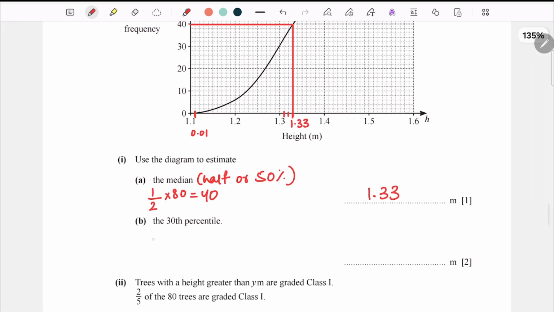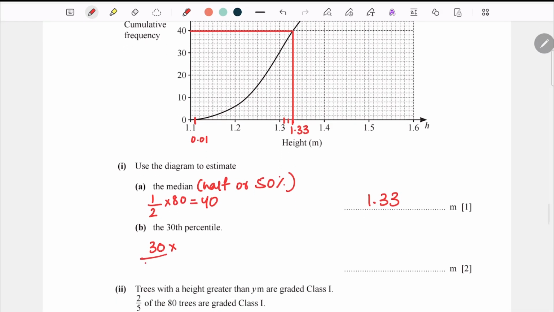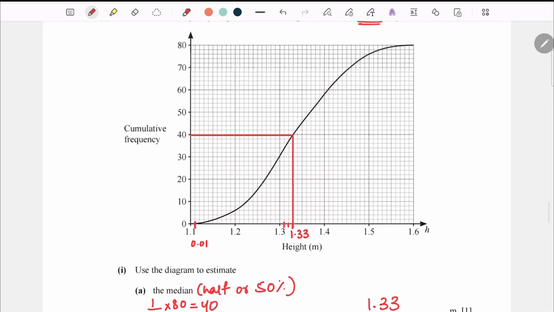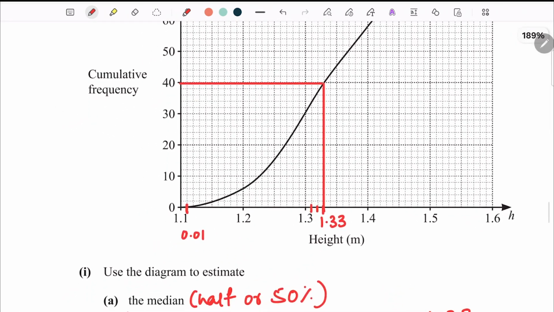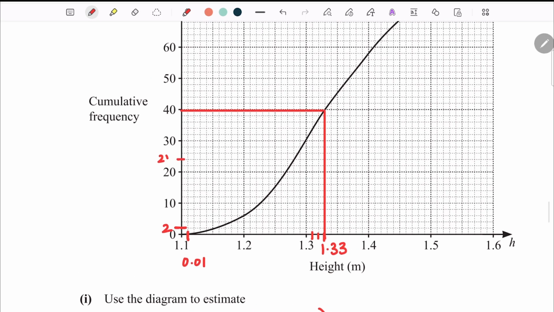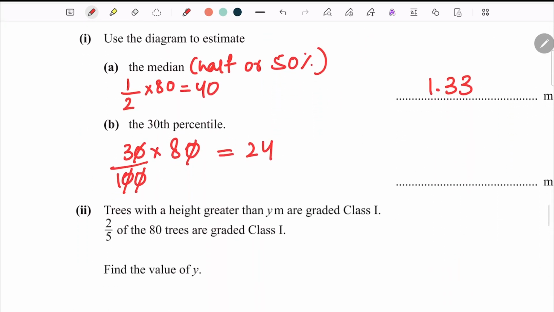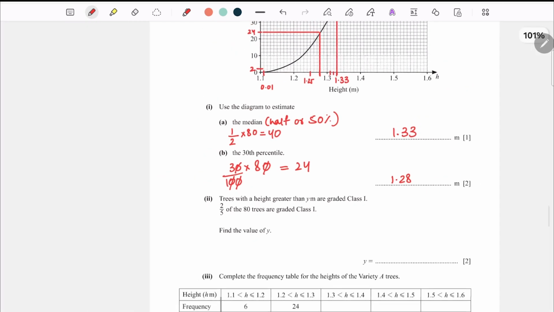Then the 30th percentile of 80 would be 30 over 100 multiplied by 80. 0 and 0, 0 and 0 will cancel out. 3 into 8 is 24. So we're going to check the graph at 24. One small box on the y-axis is 2. So 22 and 24 is right here. This is 1.25. So this is going to be 1.26, 1.27, 1.28. So the 30th percentile is 1.28.